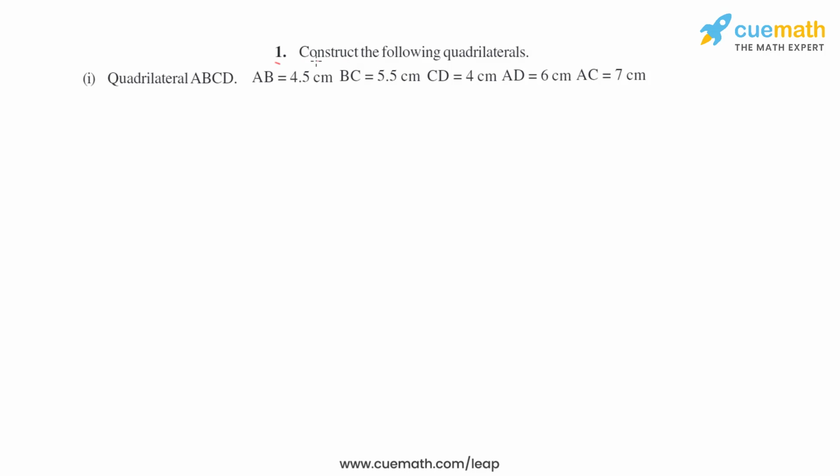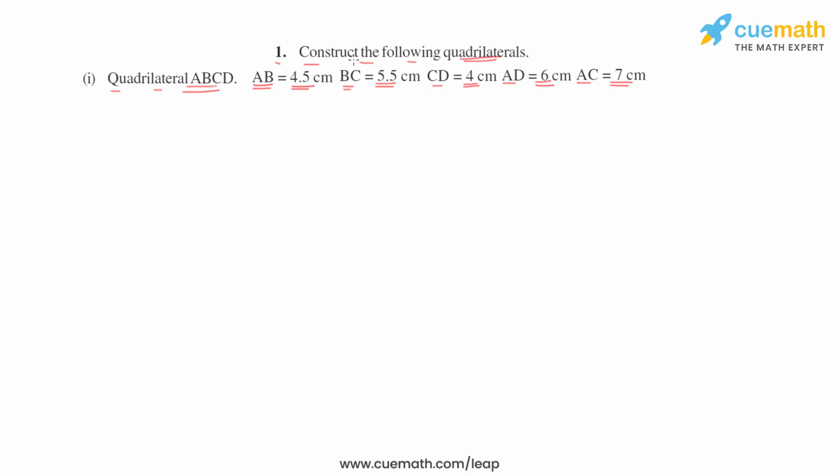First question, construct the following quadrilaterals. First part is quadrilateral ABCD. AB is 4.5 centimeters, BC is 5.5 centimeters, CD is 4 centimeters, AD is 6 centimeters and AC is 7 centimeters. So we have to construct this quadrilateral. 5 measures are given to us. So before constructing it, let's make a rough diagram of this.